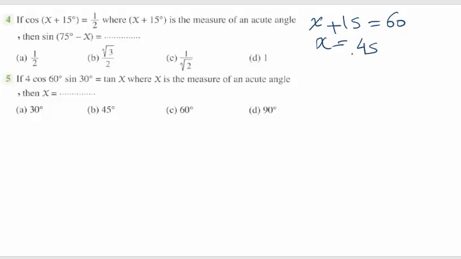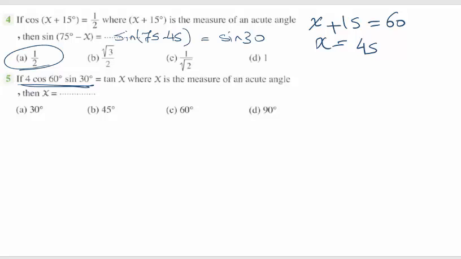But he's not asking you about the value of x, he's asking you about the value of sine 75 minus x. So it will be sine 75 minus 45, which is equals sine 30. What is the value of sine 30? It's equals to 1 over 2 or equals to half. Let's move to the next one. For cosine 60 sine 30 equal tan x. Before you do anything, you should simplify this.